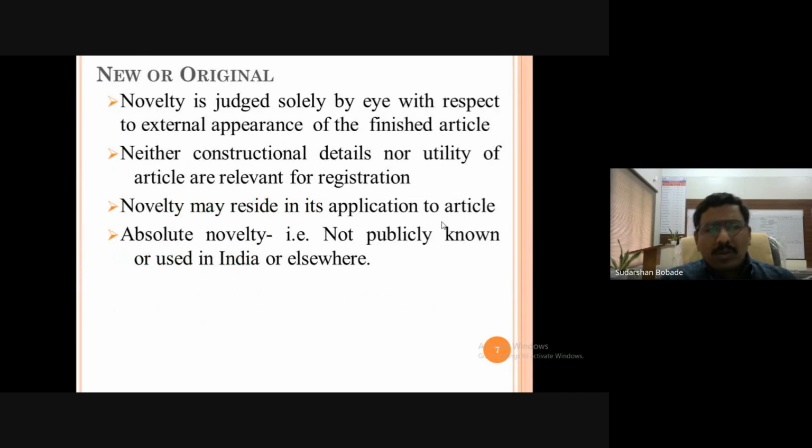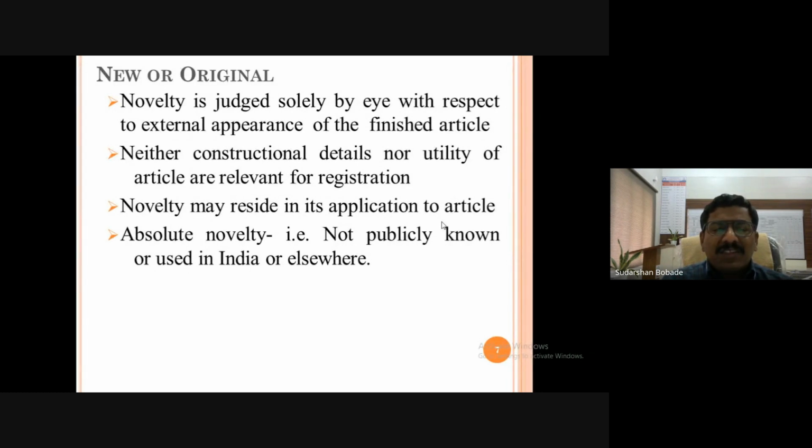Next one, what we generally mean by new or original. In this particular case of the design patent, novelty is judged solely by the eye with respect to the external appearance of the finished article. When we are talking about the external appearance, what does it mean? We are only worried about the features available with that particular object. We are not worried about the construction or manufacturing process of that object. We are not worried about the color, if it is not disclosed in terms of the claim. We are only worried about the external appearance.